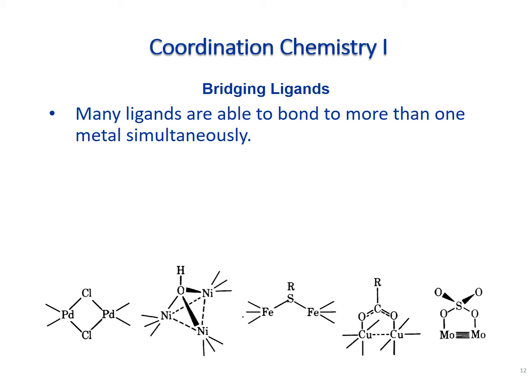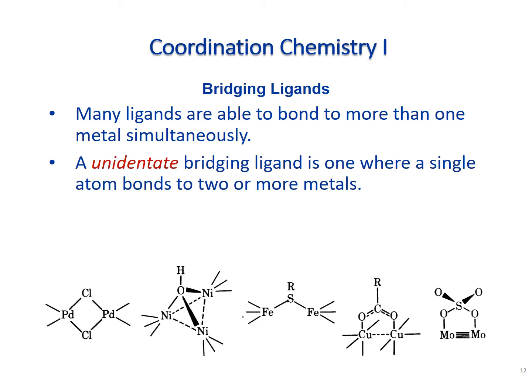So we know many ligands are also able to bond to more than one metal at the same time. These are called bridging ligands, and here are some examples of various bridging ligands. And they are fairly common, so we end up seeing a lot of these with coordination complexes. You can have a unidentate bridging ligand, and that's where a single atom is bonded to two or more metals. So that's like the chlorido, which is the chlorine-based bridging ligand there.